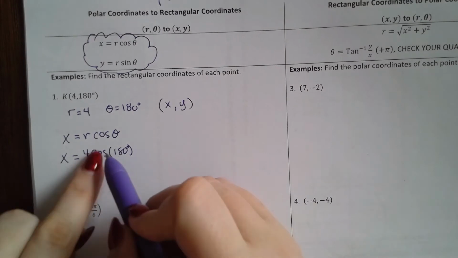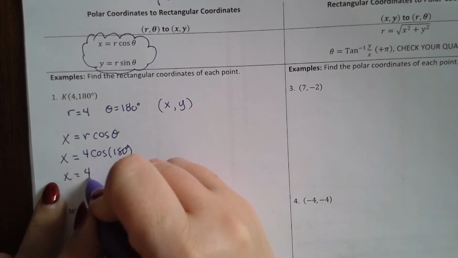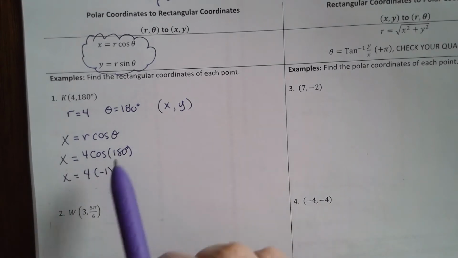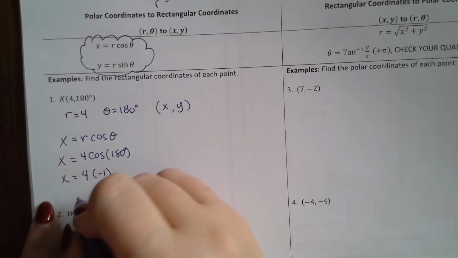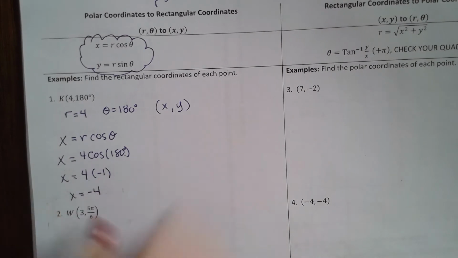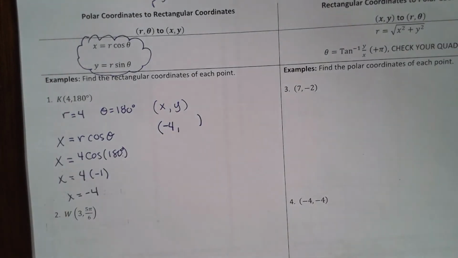Well, this is just unit circle. Cosine of 180 degrees is -1. Can never forget about our unit circle. We're going to use it all year. So 4 times -1 gives us -4. So x in our ordered pair here is -4.